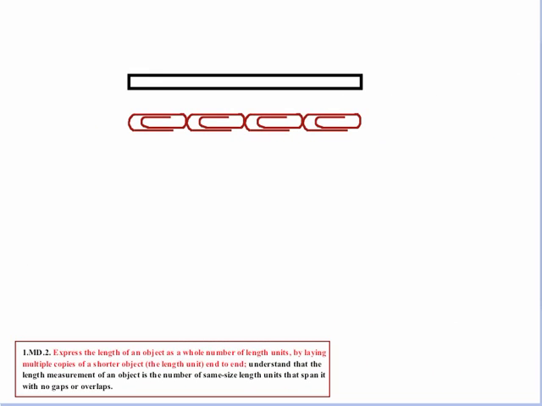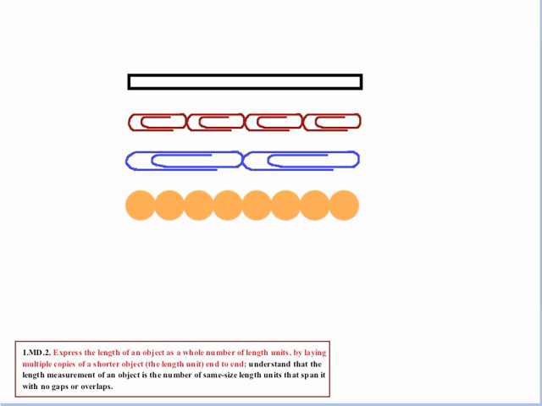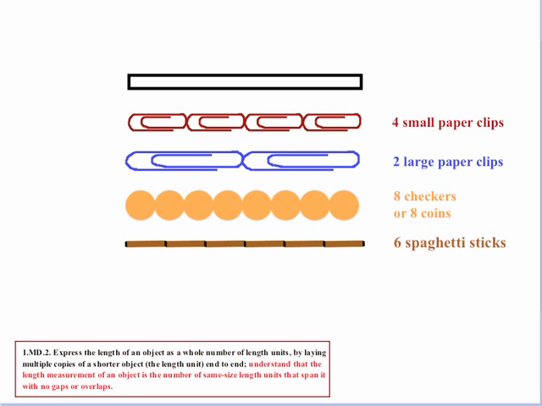Now part of the process should involve students taking an object and measuring it with different types of length units. For example, some students might have these paper clips and measure this object. Some might measure the length with larger paper clips. Some might measure it with some kind of coin or checkers, something round that can also be used. And then some students can use our spaghetti sticks.